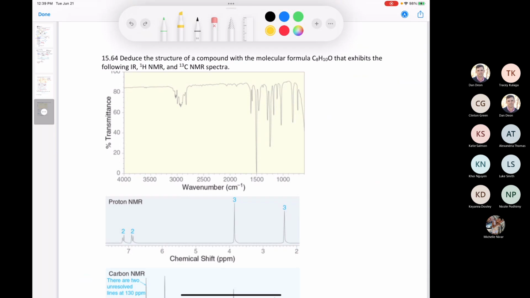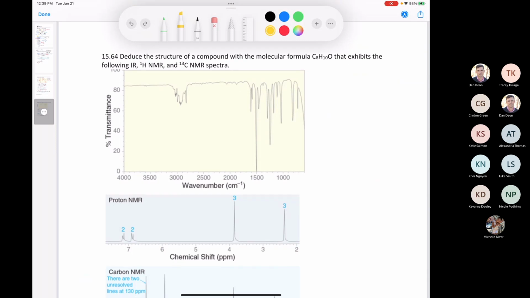All right, so it says 15.64, deduce the structure of a compound with this molecular formula that it exhibits the following IR, proton, and carbon NMR. So first thing I notice is that there's definitely no alcohol and no carboxylic acid in here. And you can scribble that down if you want. So no alcohol or carboxylic acid. That's for darn sure. Another thing is that there's no carbonyl. So if this is 15, 16, 17, there's no stretching around here.